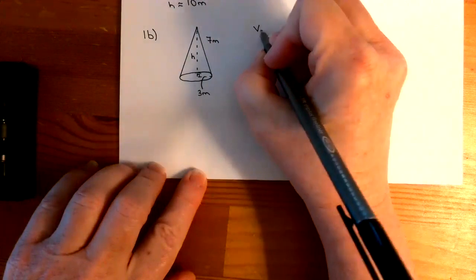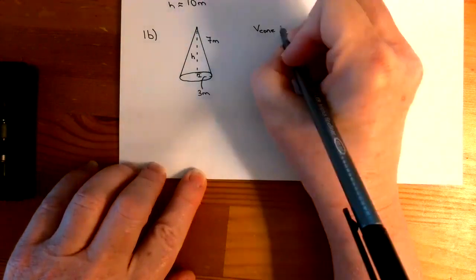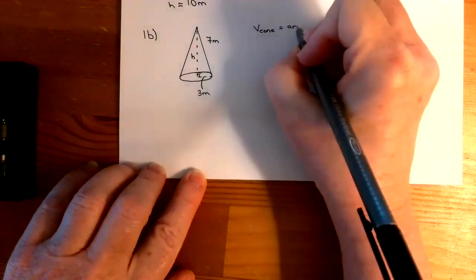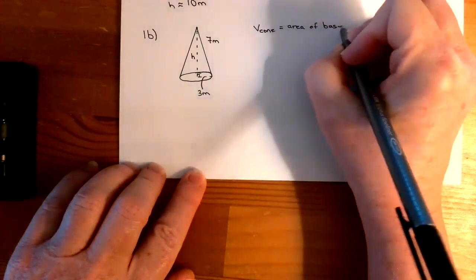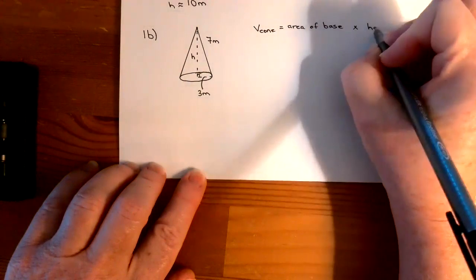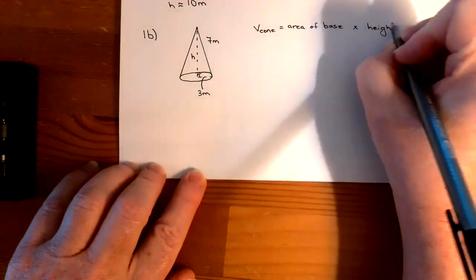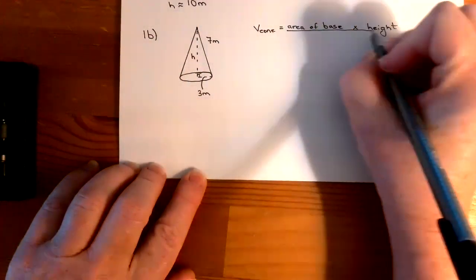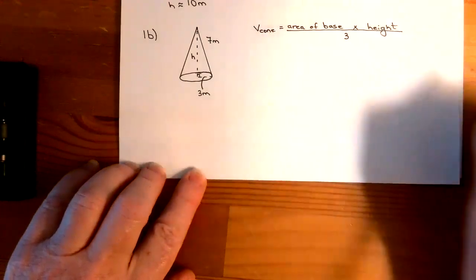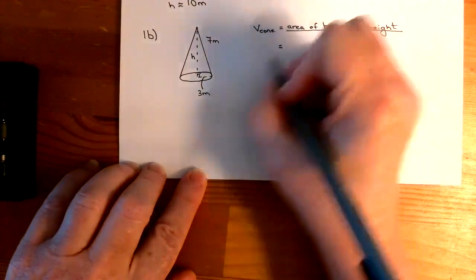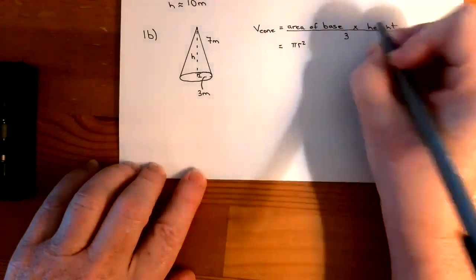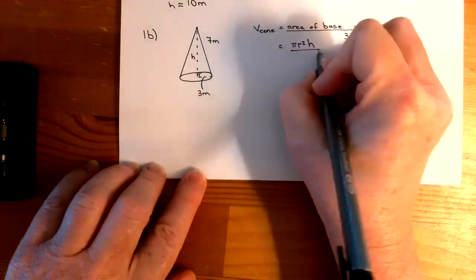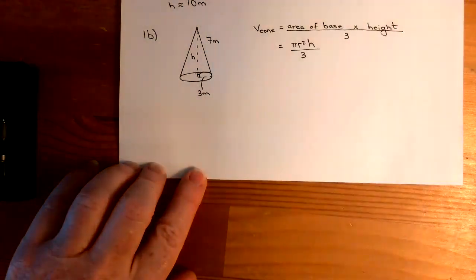Once again, we know that the volume of a cone is equal to the area of the base times the height, and all of that is divided by 3. It's a circle, so the base is pi r squared, and the height is h. So it's pi r squared h divided by 3.